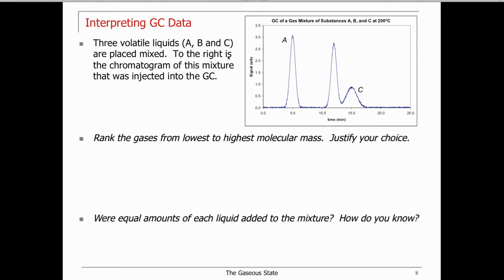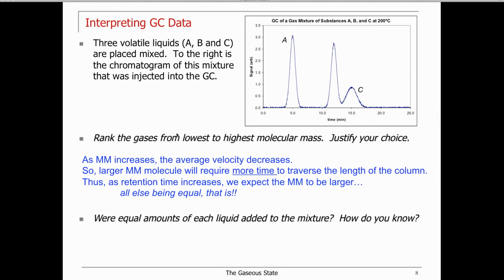We get three different peaks. There's three different gases in this container. The question is, how would you rank them from low to high molecular mass? So notice the graph. It's a signal, how much stuff is hitting it, versus time. This is often called the retention time, and it takes a little while for the molecules to get through there. If you remember, what we said was, as the molecular mass increases, the average velocity will decrease, so it's going to move slower. C then would have to be the heaviest one. It moved slowly, therefore it took more time to get through.